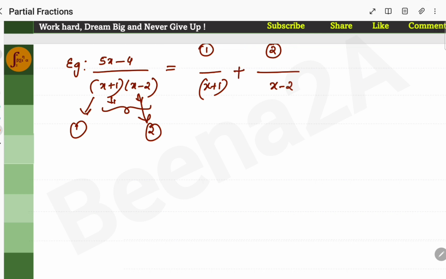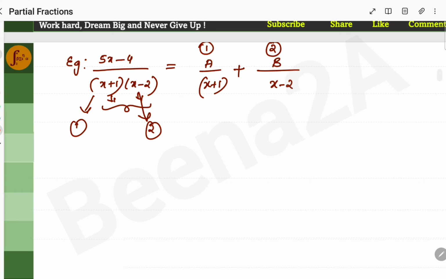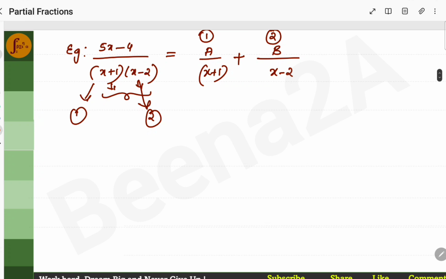And then you add in between, right? Now, we don't know the numerator. So what we will do, we'll assume it is A and B. Finally, when we solve this entire rational function into partial fractions, it should be in this form. But we don't know the values of A and B.